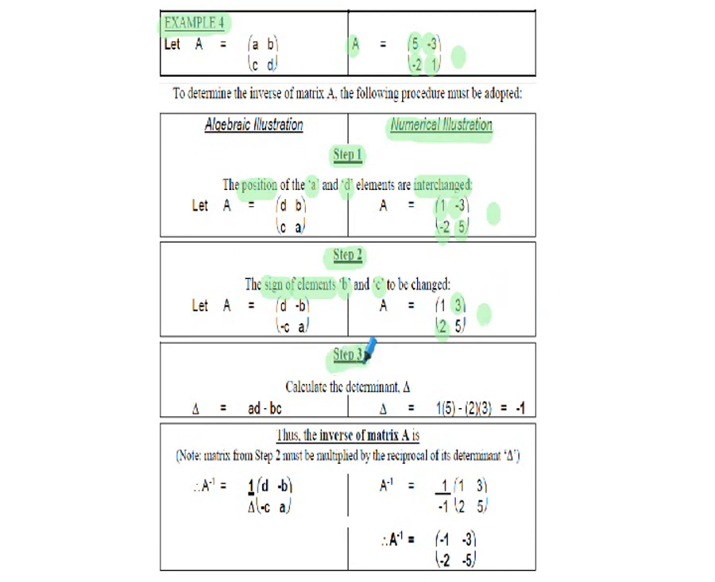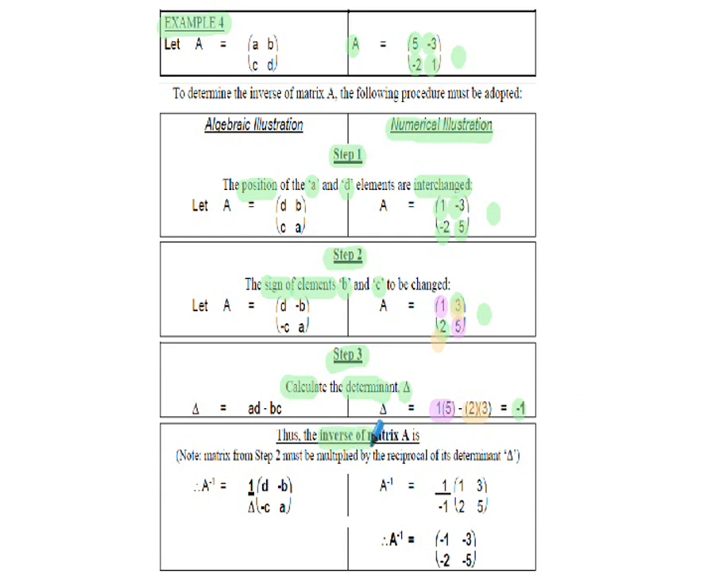In step 3, we're going to calculate the determinant, symbol delta here from above. Now, algebraically speaking, that is A multiplied by D. So in this case, there's element A and element D. So A multiplied by D, and we subtract from that elements B multiplied by C. So B multiplied by C are the elements here. Numerically, that is 5 take away 6. So negative 1 is the determinant.